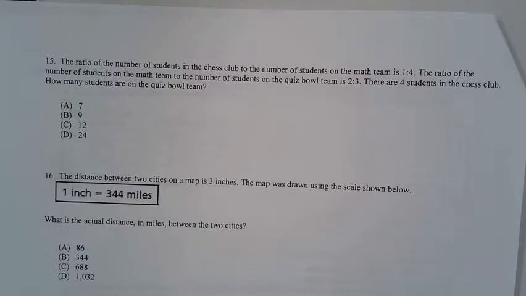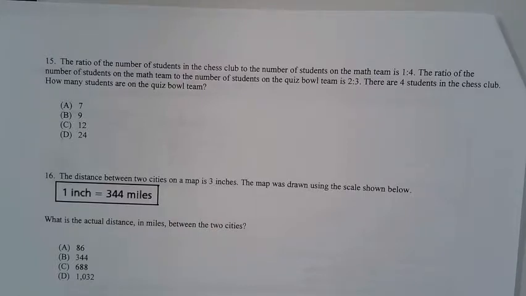The ratio of the number of students on the chess club to the number of students on the math team is 1 to 4. The ratio of the number of students on the math team to the number of students on the quiz bowl team is 2 to 3. There are 4 students on the chess club. How many students are on the quiz bowl team?